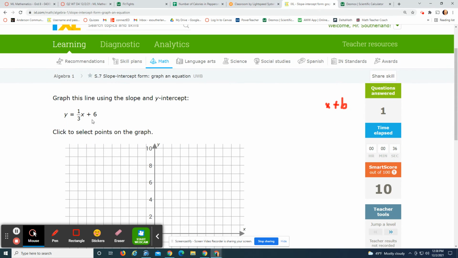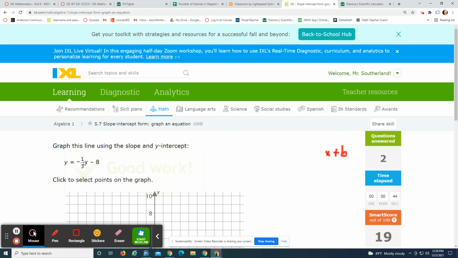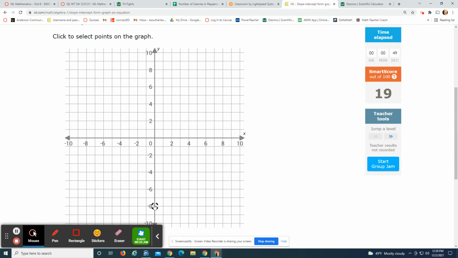Same thing here. +6 tells me to start at 6. 1/3 tells me to rise 1 and run 3. Here, it tells me to start at -8. -1/3 tells me to go down 1 and over 3 to the right. The negative tells you to go down. You always go to the right regardless of whether it's positive or negative.